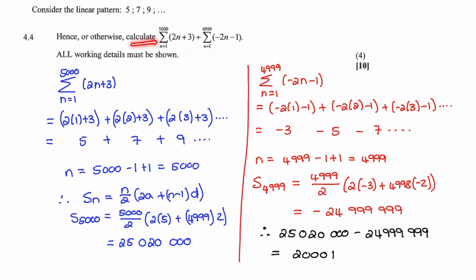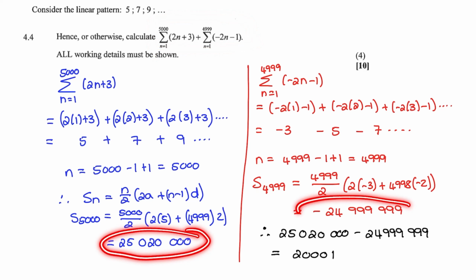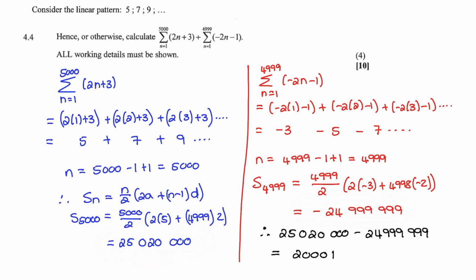Therefore, to calculate the sum of these two sigma notations, I simply need to add these two values with each other. And that answer is 20,001.